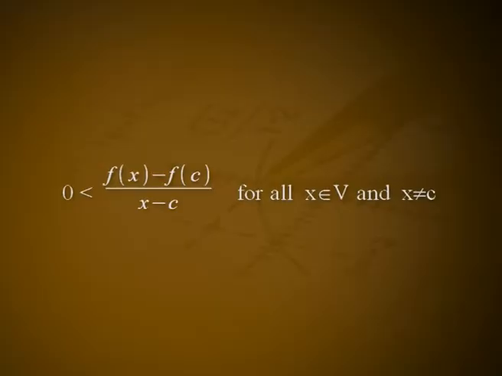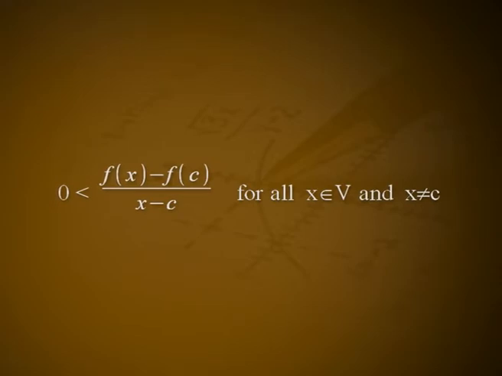Case 1. If f'(c) > 0, choose epsilon such that 0 < epsilon < f'(c). Then 0 < (f(x) − f(c))/(x − c) for all x in V and x not equal to c. Therefore, for any x in V and x greater than c, we have f(x) − f(c) > 0.